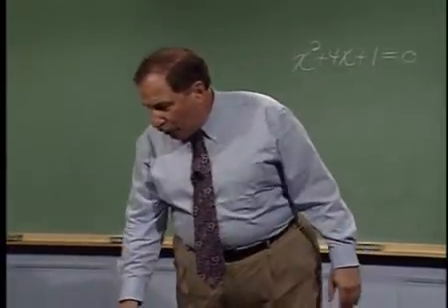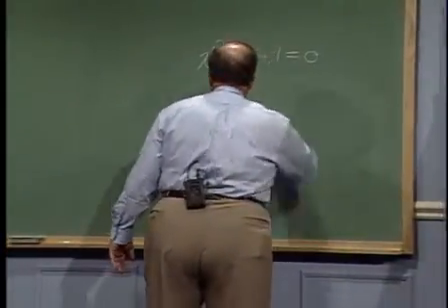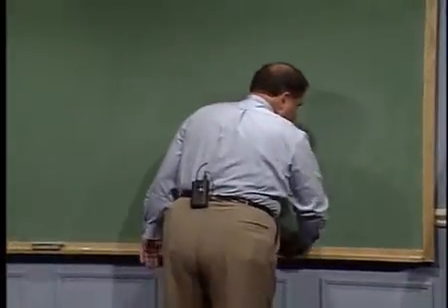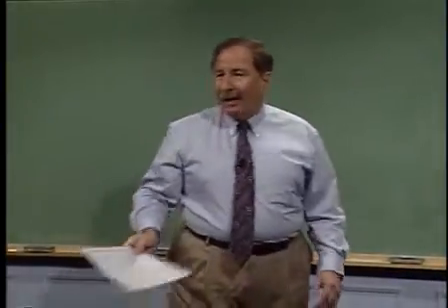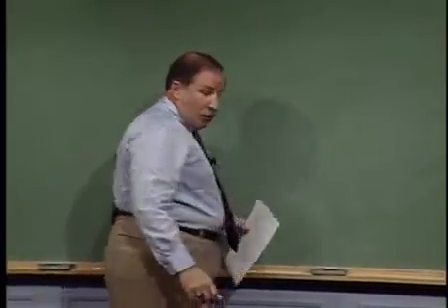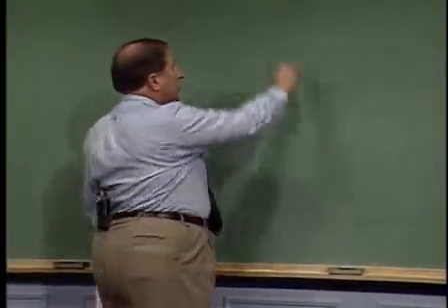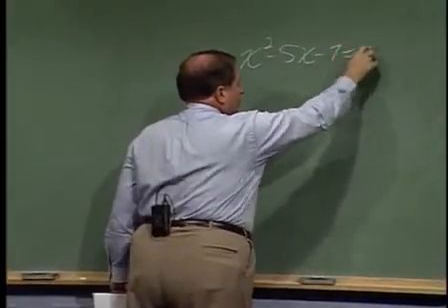All right, let's take a look at another example. And this time, let's do the whole problem at the board, so I can answer or ask questions. Let's see. The original problem is x squared minus 5x minus 7 equals 0.